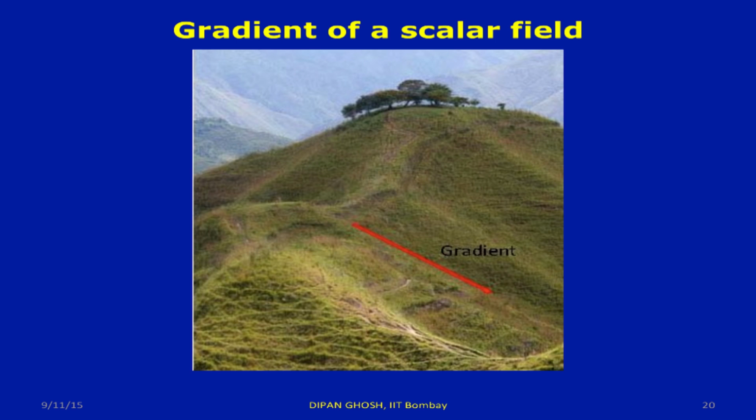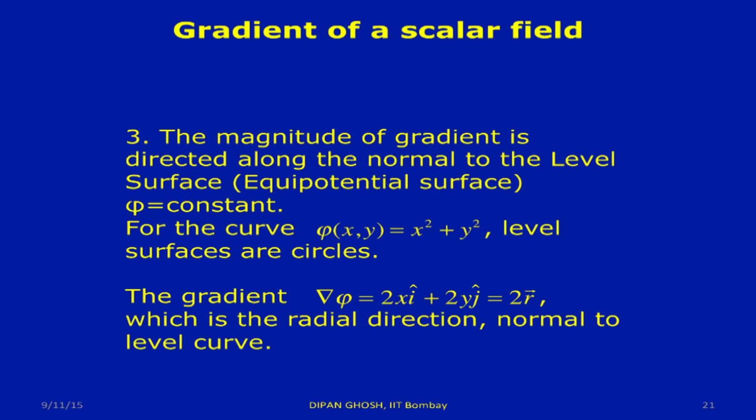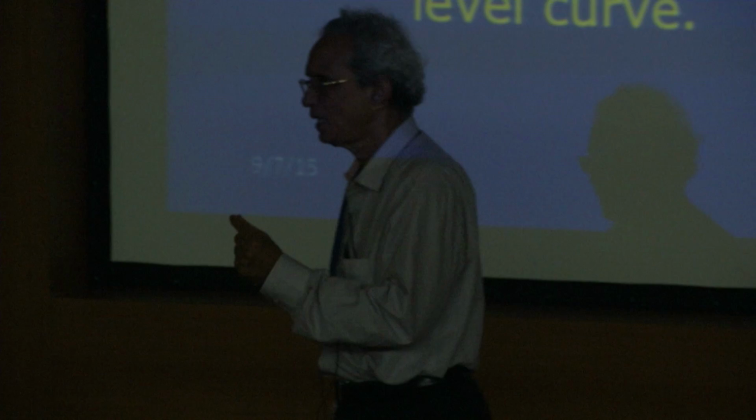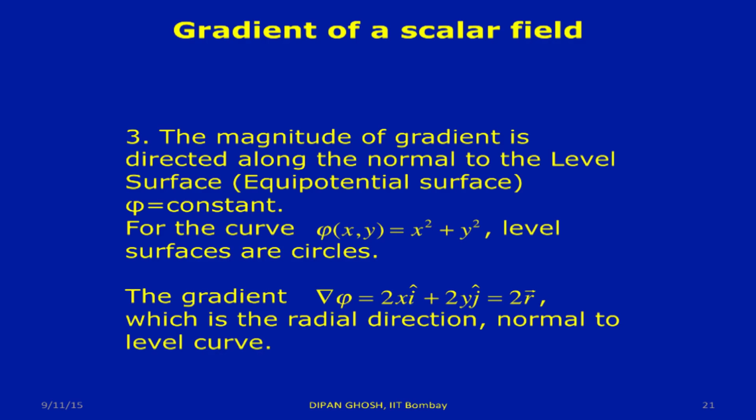Then what is the direction of the gradient? You all know what is meant by a level curve. The level curve, if you have forgotten, is the curve along which a function has a constant value. And since we are talking about the direction in which its change is maximum, the gradient is directed along the normal to this level curve.